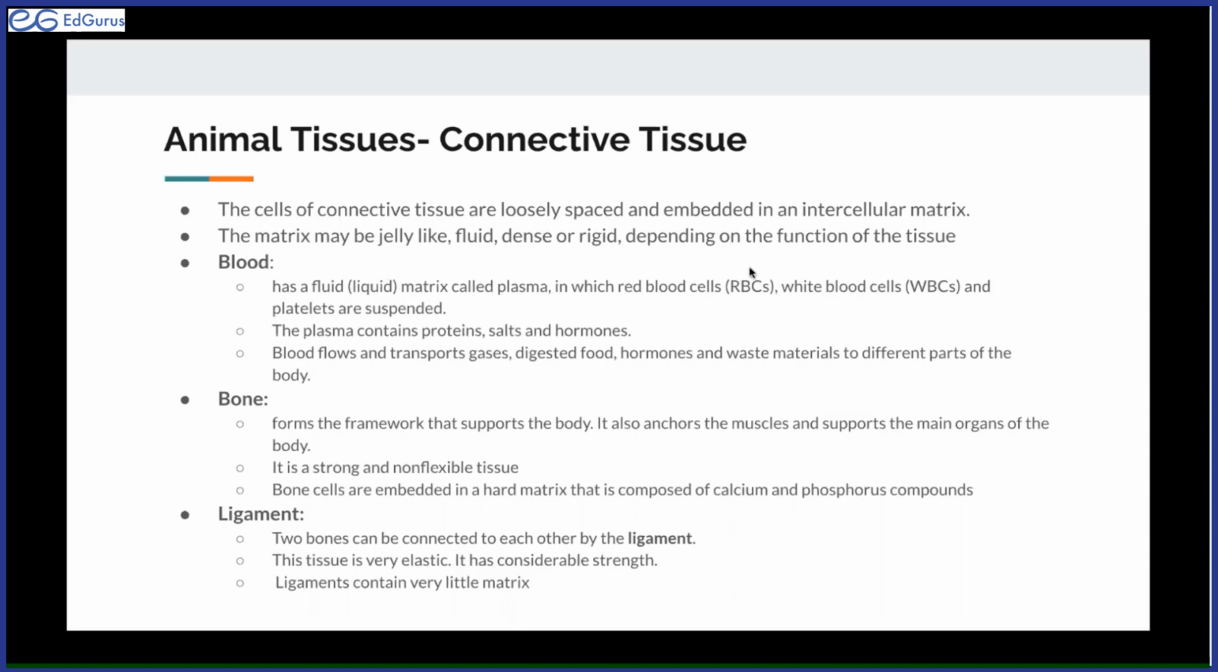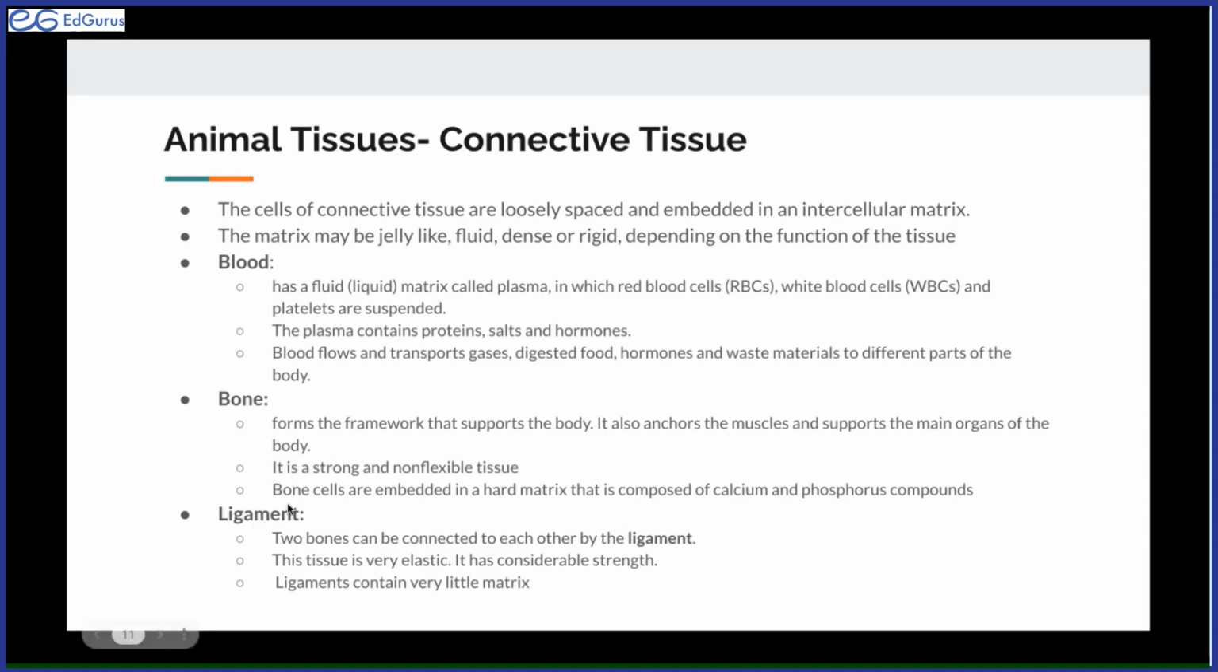So the intercellular matrix, where the cells are glued together, has to be solid so that the bone is solid. Because it forms the framework that supports the body, anchors the muscles, and supports the main organs of the body. It is strong and not flexible. Bone cells are embedded in a hard matrix, that is, a rigid matrix, composed of calcium and phosphorus compounds.